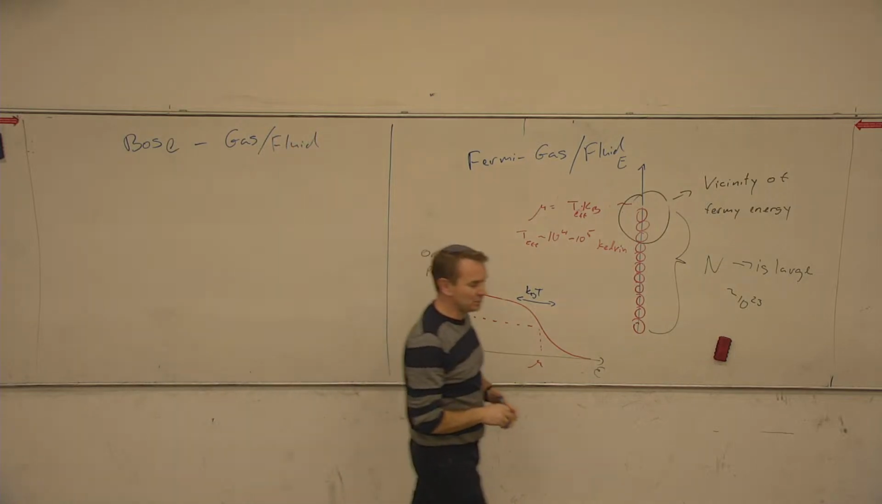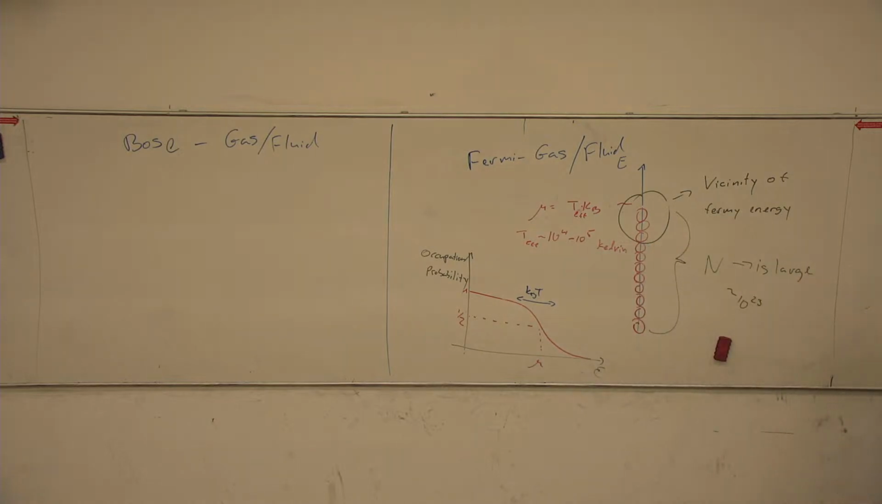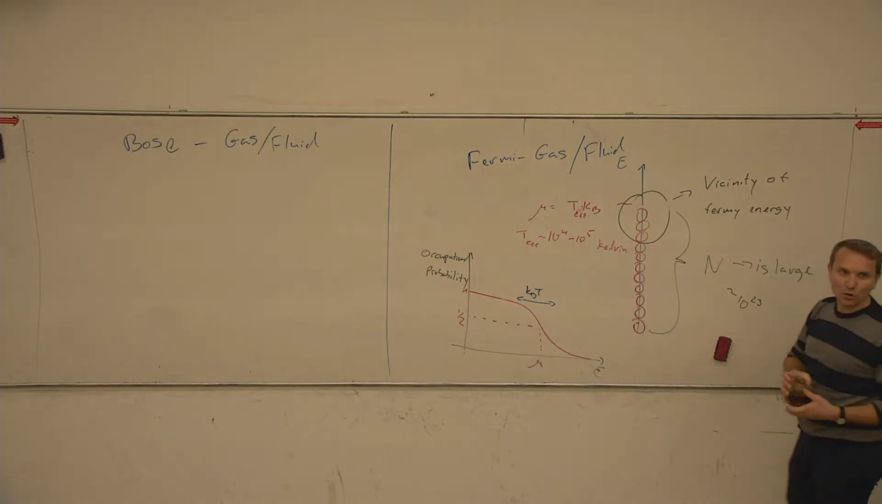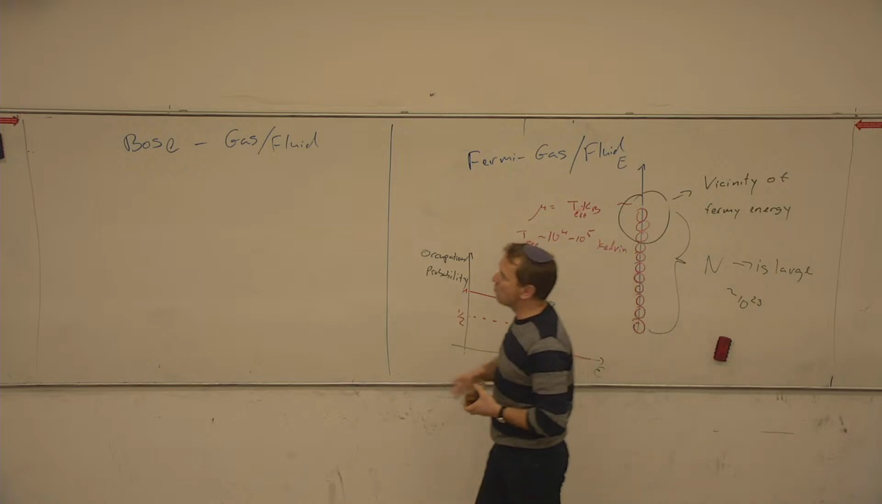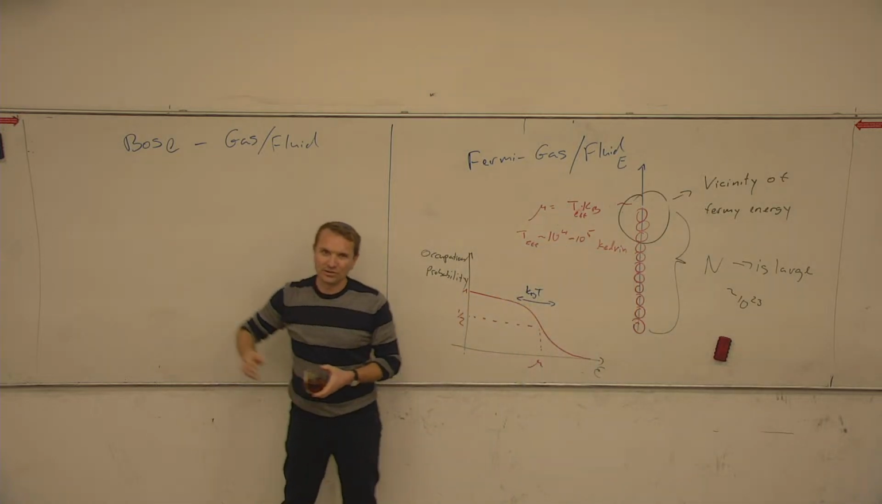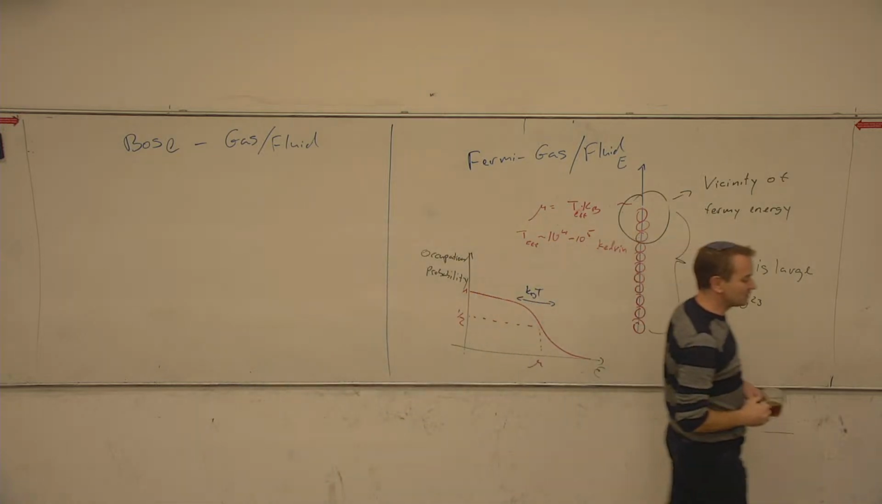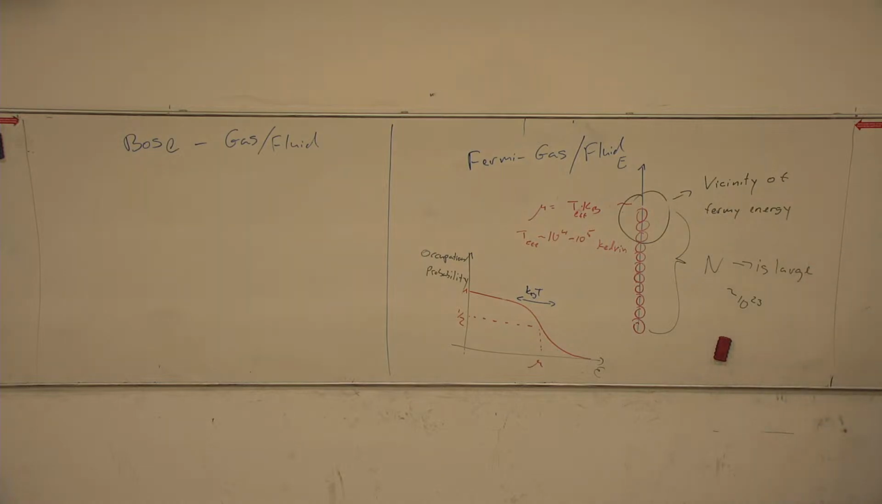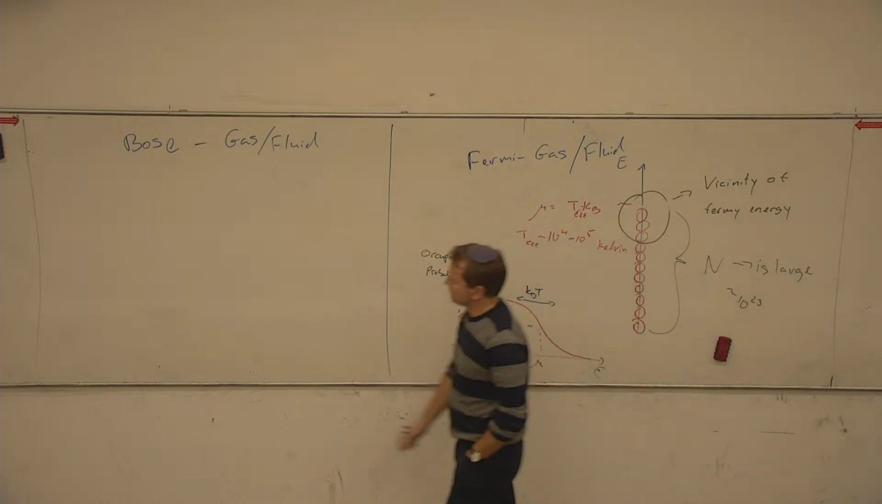Now, what's the difference between fermions and bosons? Fermions do not occupy exactly the same state. Bosons, well, they don't care. So the Pauli principle does not apply for bosons, and we have to treat it somehow differently.